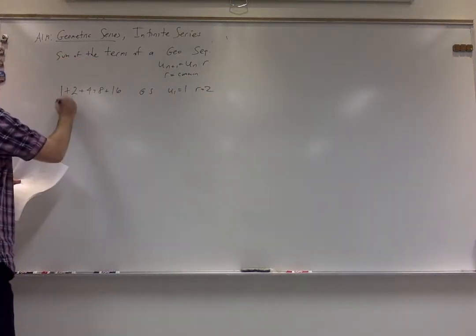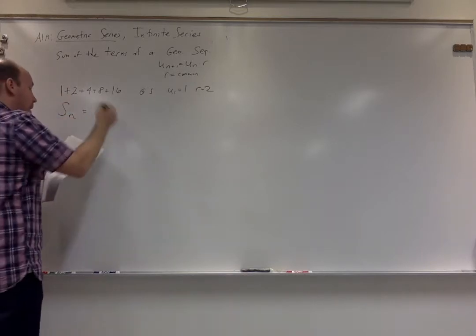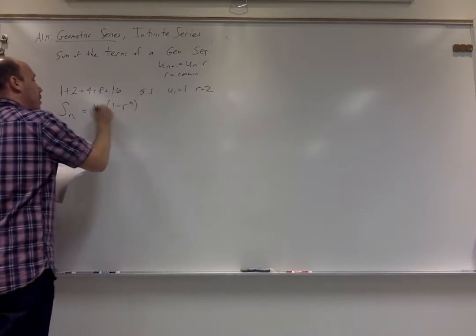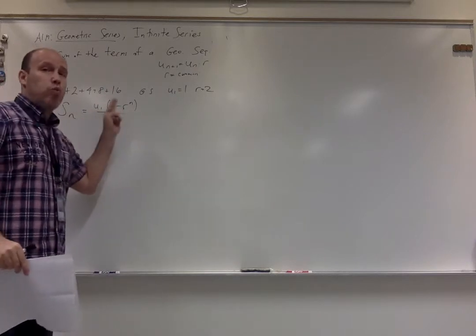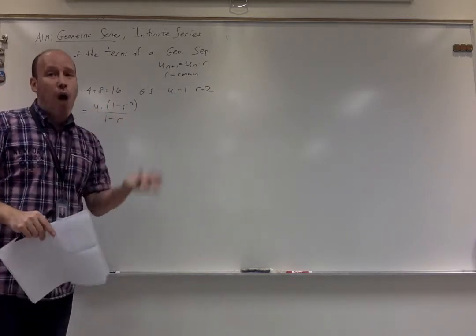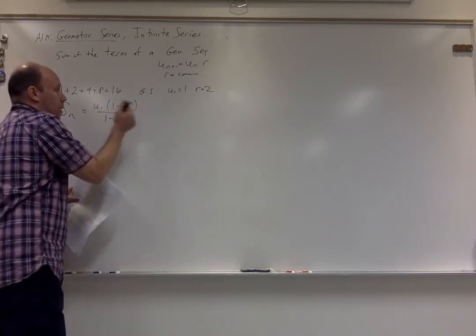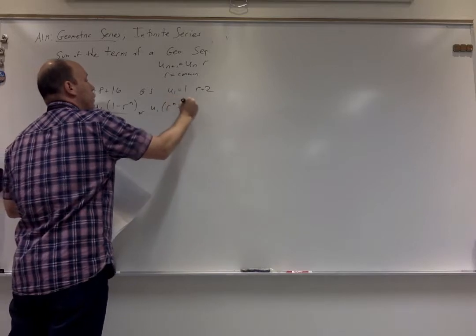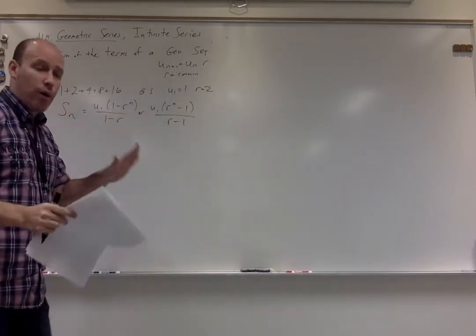We know the formula from the formula booklet: the sum of the first n terms, S of n, is u of 1 times 1 minus r to the n over 1 minus r. Now, the first formula is always 1 minus r to the n because that's how they derive it. But you could also just flip these around: u of 1 times r to the n minus 1 over r minus 1. It's your call, whatever you want to do.